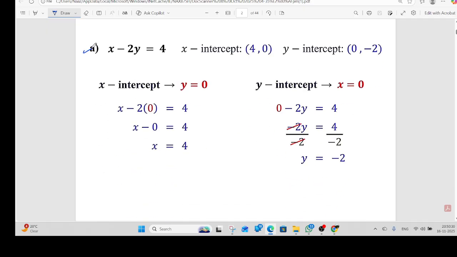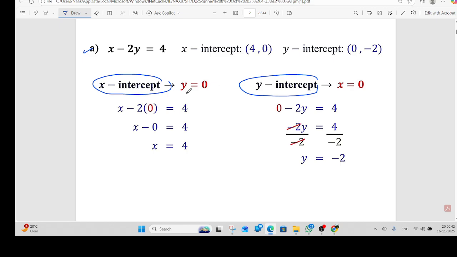So we have this linear equation in two variables. To graph it, we need to find the x and y-intercept, right? X-intercept means when y is 0, and y-intercept means when the x coordinate is 0. So to find the x-intercept, I need to plug y equals 0 in my given equation. When I plug in 0, this term becomes 0 and my x is equal to 4.